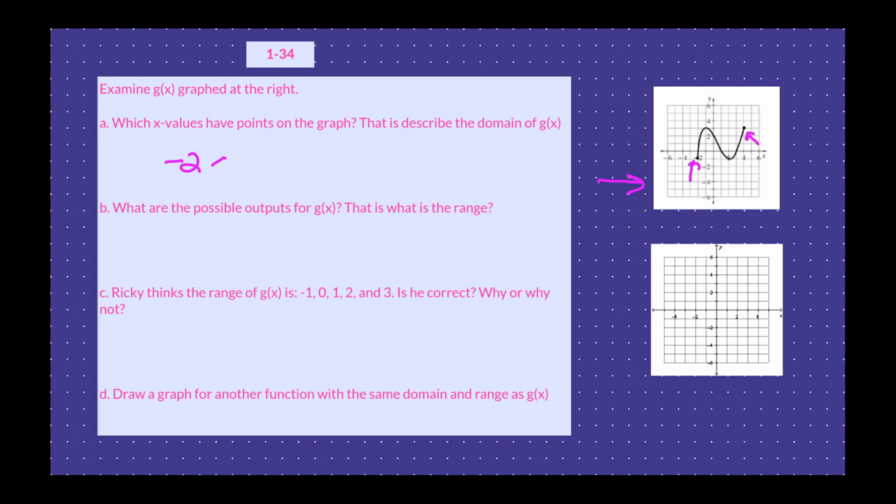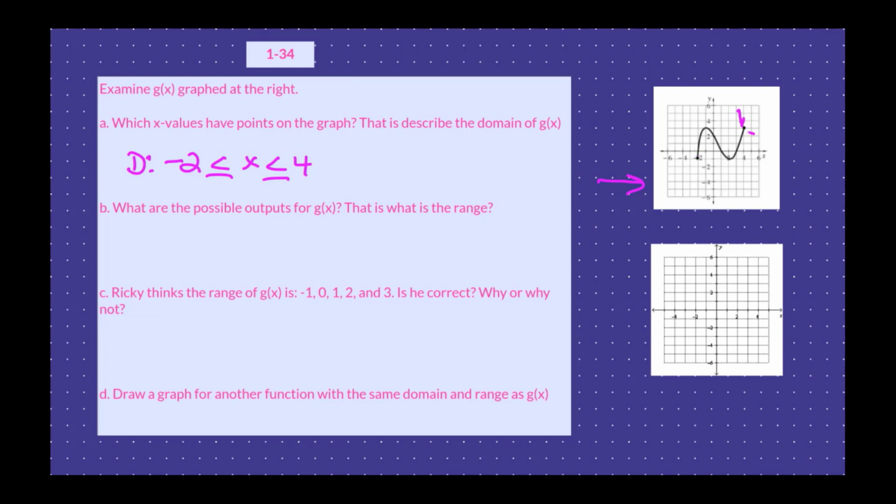So that means that my domain is between -2 and 4. But one thing I need to do here to make it totally correct, because these points are solid, is that I have to say -2 is less than or equal to x, which is less than or equal to 4. That's my domain. So that answers the domain for that particular problem.